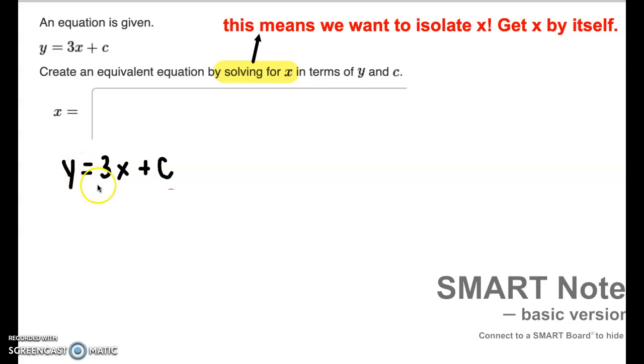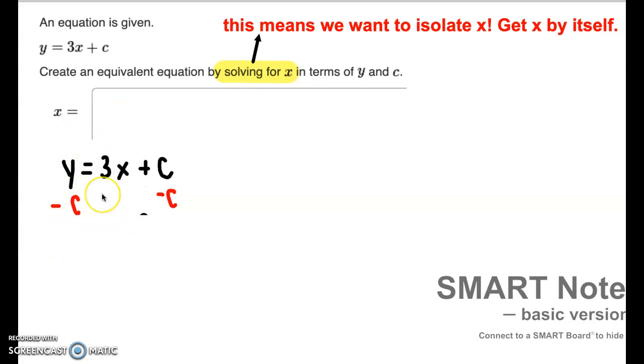So when we have y equals 3x plus c, the first thing we need to do is take this c and use inverse operations to move it to the other side of the equation. The inverse of adding c is subtracting c. So we're going to subtract c from both sides of the equation. Remember, whatever you do to one side of an equation, you have to do to the other side.